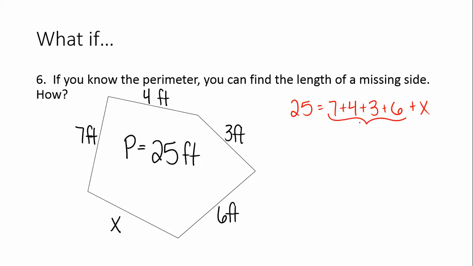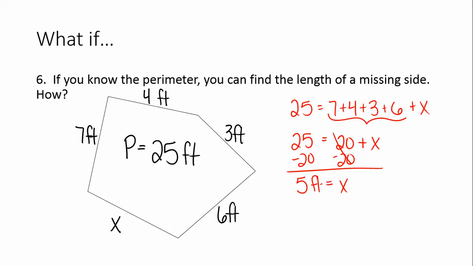So if we simplify, we get 25 equals 11 plus 9 is 20 plus x. Subtract 20 from both sides. Then we get that x equals 5. And remember, we do need units, so 5 feet. So the missing side length is 5 feet. If you wanted to check your answer, you could take 5, 7, 4, 3, 6, add them all back up, make sure you get 25.